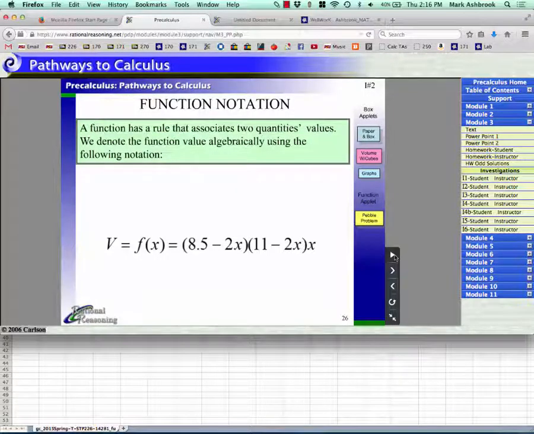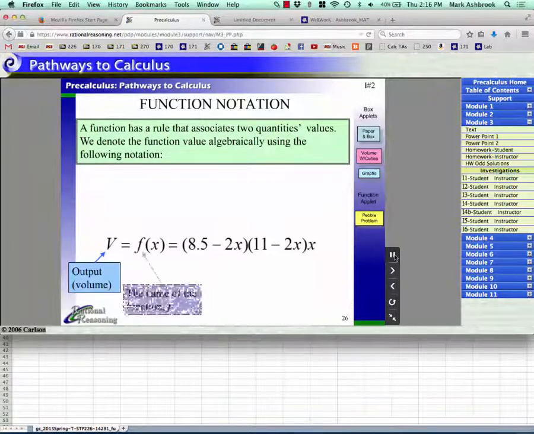Here is symbolically how function notation works. We know V is our output. F is the name of the function. F is not a variable. It's a label. We don't say that F is changing. F is a name that just means the whole relationship. So it's not synonymous with V. V and F are not the same thing. V is the output, and F represents the relationship itself.